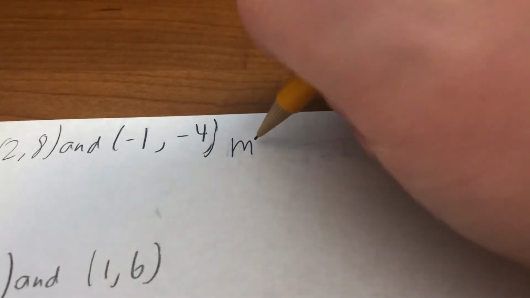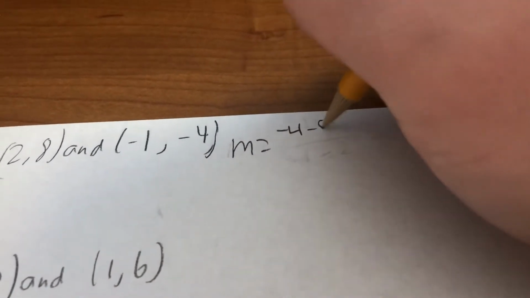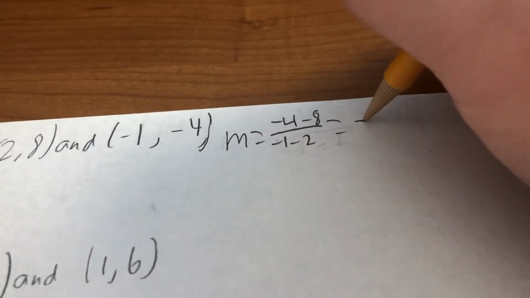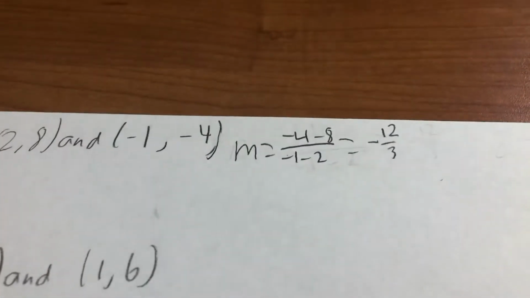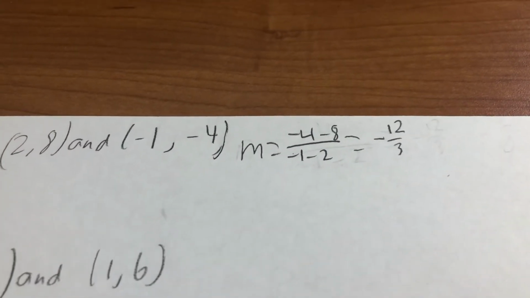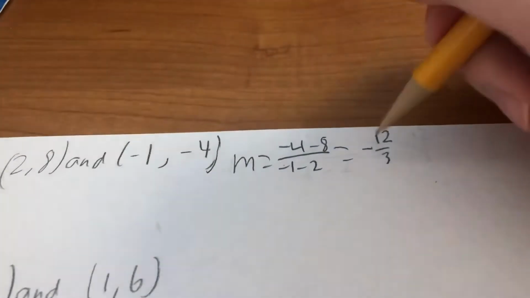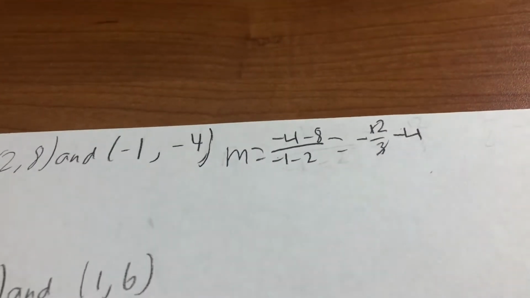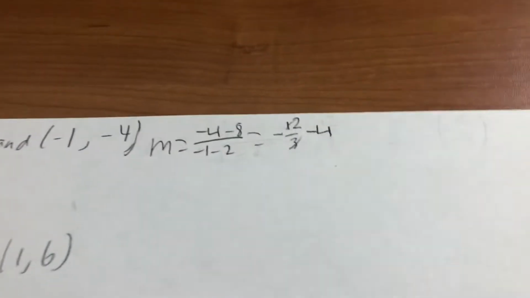What we want to do is plug in the x1, the x2, the y2, and then the y1 into our slope equation. So we're going to do that right now. M equals -4 minus 8. We're going to have a fraction, -1 minus 2. Now this all equals -12 over 3. That fraction there equals -4, because we can reduce it to just give us -4.